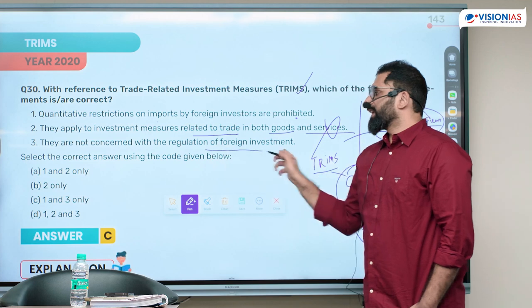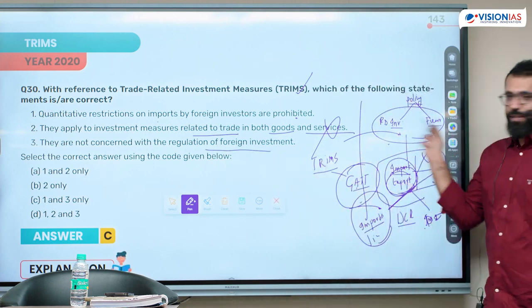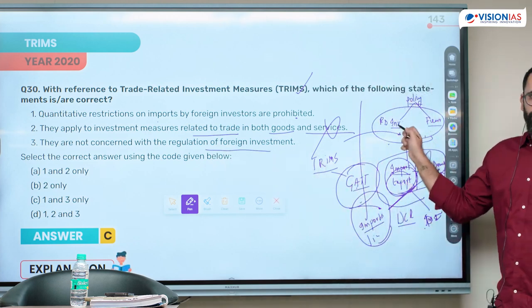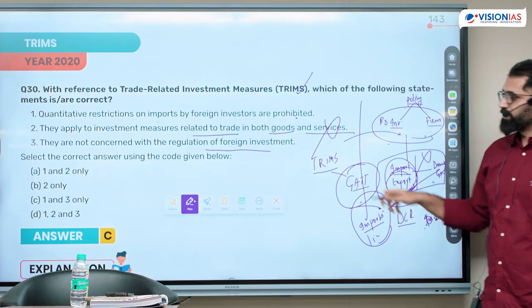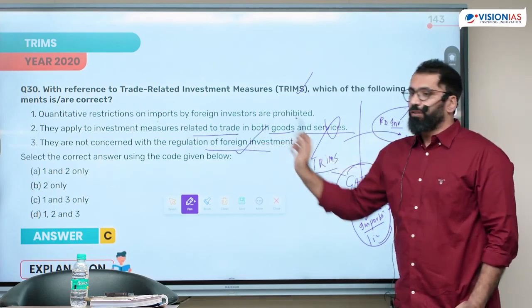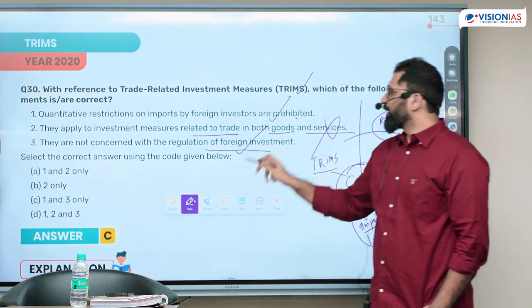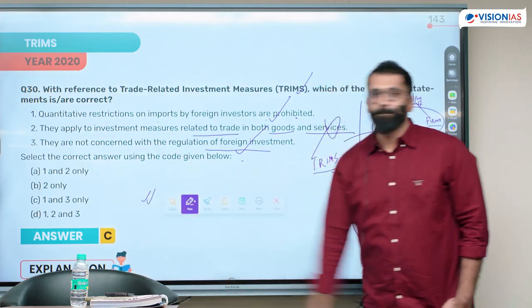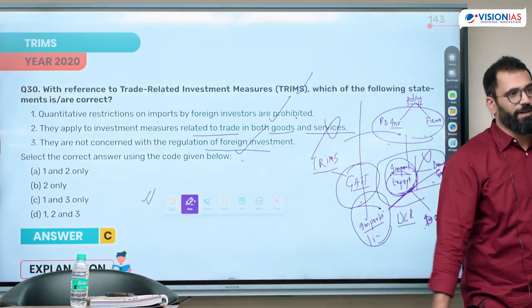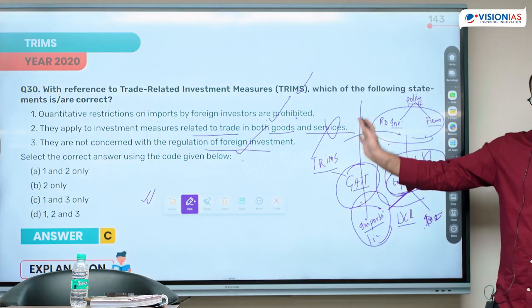They are not concerned with the regulation of foreign investment. Yes, investment पे कोई, there is no implication. Implication should only be on trade in goods. So there's no implication on foreign investment. Answer would be 1 and 3 are correct. Answer is C. Is it clear? WTO की सारी agreements you have to prepare in detail because they have been asked in detail in the paper.